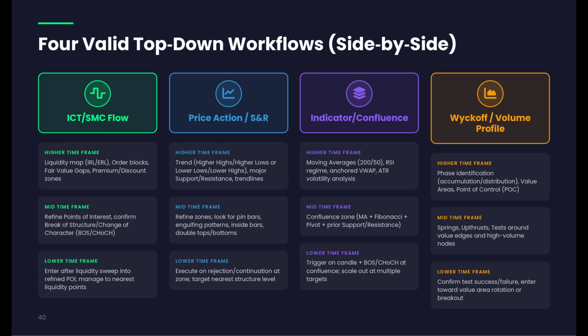On your intermediate time frame, you're looking for confluence zones. Perhaps your 50-period moving average aligns with a Fibonacci 61.8 retracement, which also coincides with a daily pivot point and a prior support level. That's 4 factors confirming the same zone. That's your setup area. On your lower time frame, you trigger when price reacts to that confluence zone and you see confirmation.